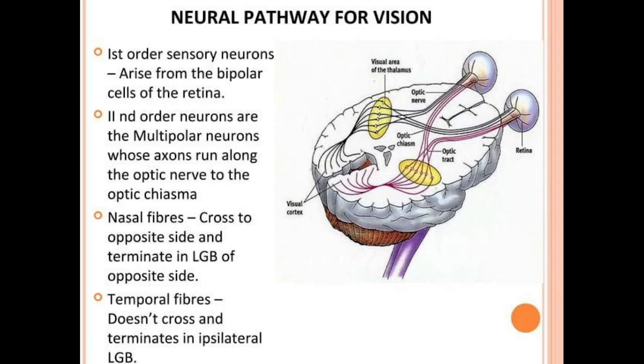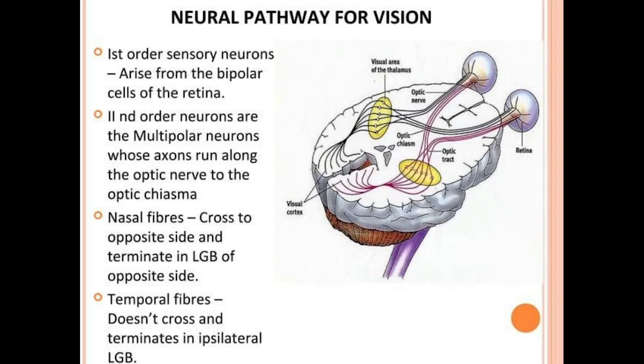This process is known as decussation, where fibers cross over to the opposite sides of the brain. Once in the optic tract, the fibers relay visual information to the visual cortex in the occipital lobe of the brain.